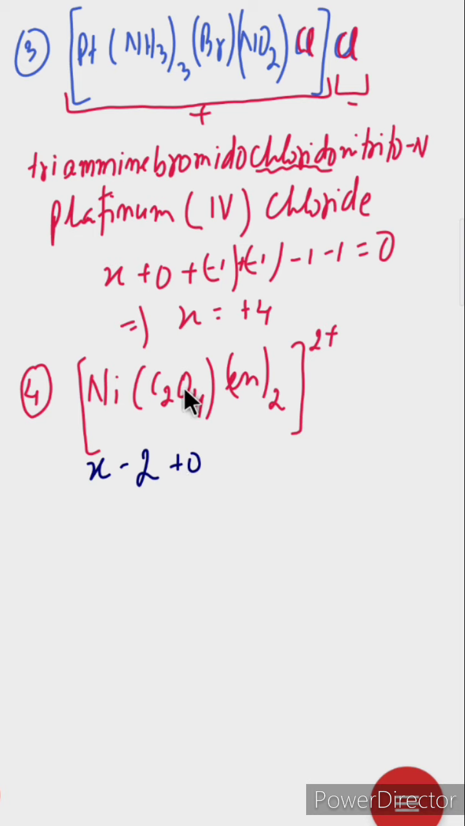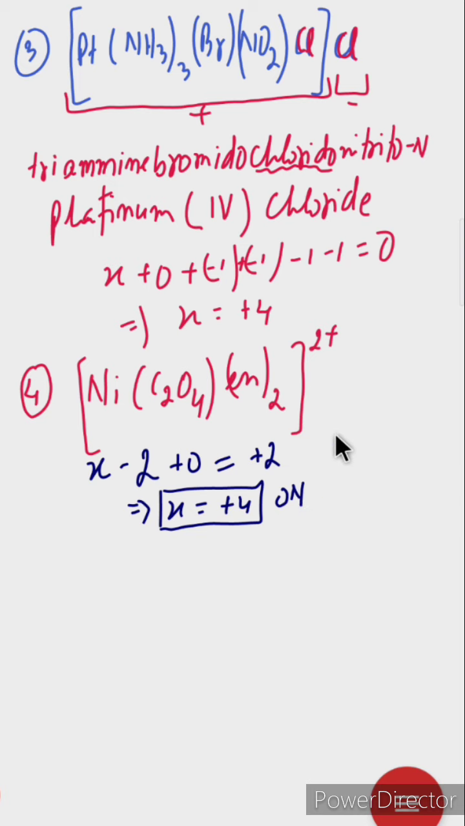So nickel, this is -2, and this must be equated to +2, because this is an ion. So oxidation number of nickel in this complex is +4, right? I think this is right. X -2 -0 equated to +2. Okay, this is correct.